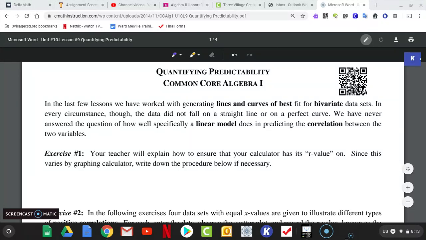Today's lesson is on quantifying predictability. Yesterday you did other types of regressions. So I'm just going to read the top of this lesson paragraph with you and then we'll get started for today. Okay, very simple lesson today.